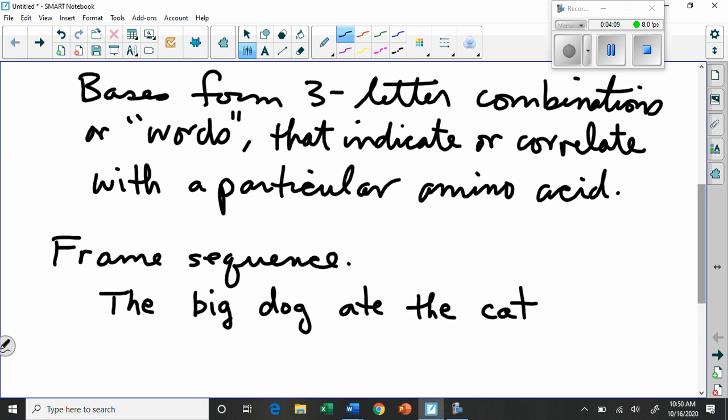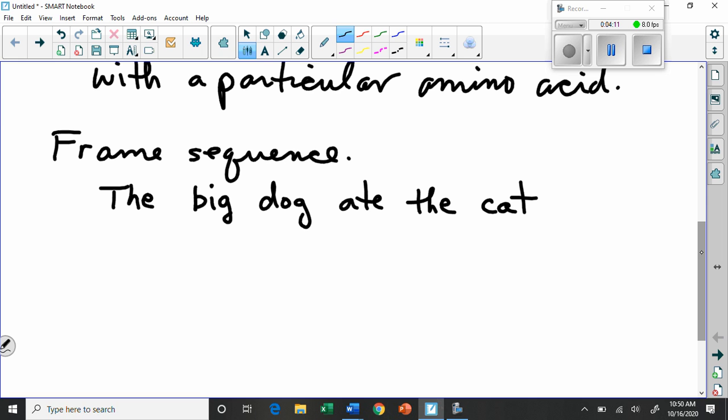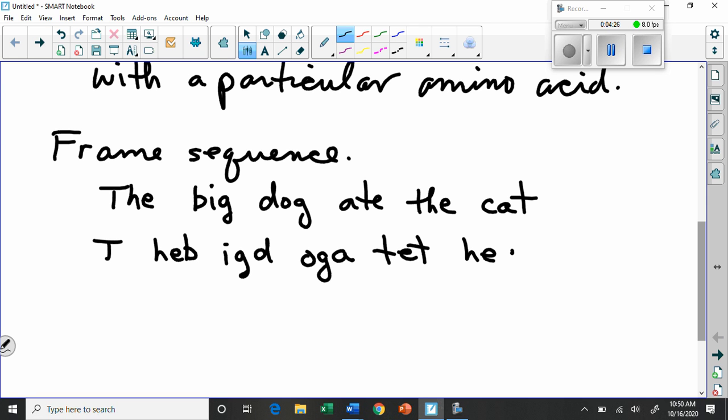The frame sequence indicates the groupings of the 3 letters. Because if you rewrote this and grouped it differently, just by moving everything over by one, you'd have this AT and a missing one at the end. It does not say the same thing. It becomes gibberish and unreadable. So the frame sequence refers to getting the right 3 letters in order.